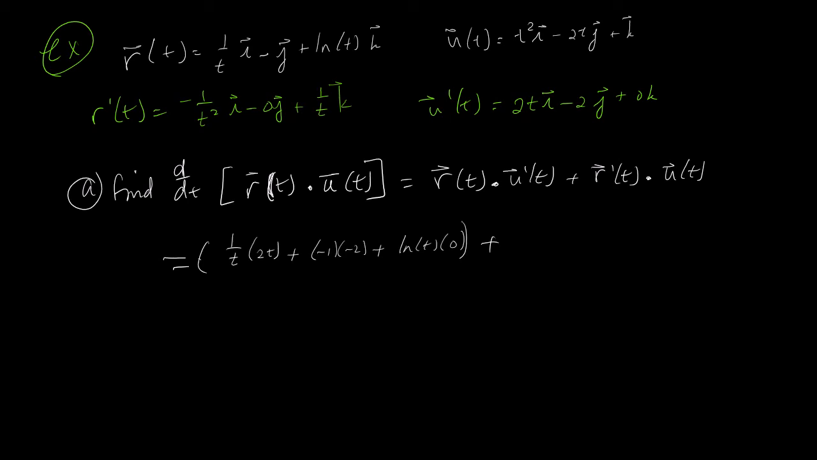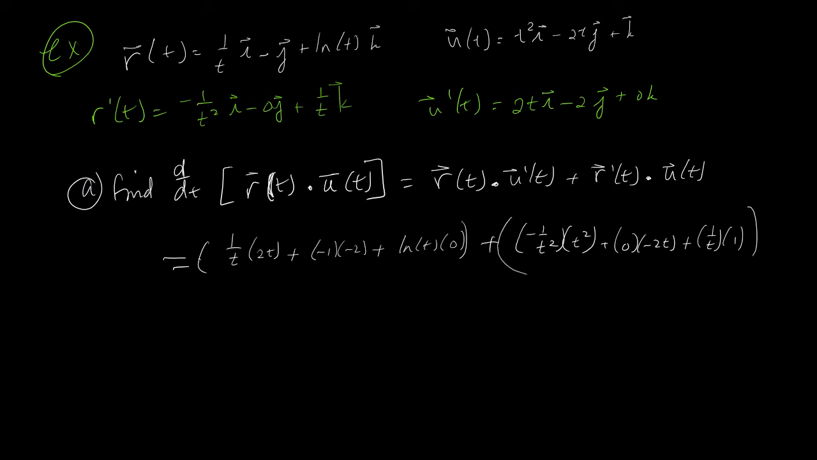All right. So u dotted with r prime, or r prime dotted with u, is going to be negative 1 over t squared times t squared plus 0 times negative 2t plus 1 over t times 1. Okay, there we go.